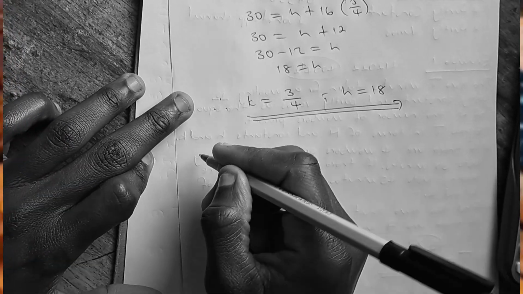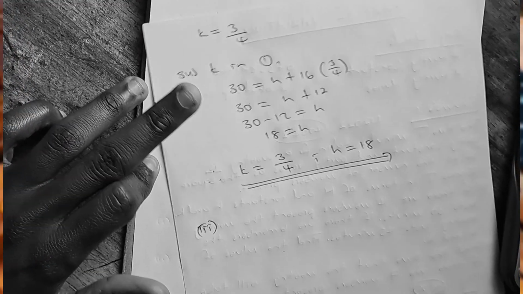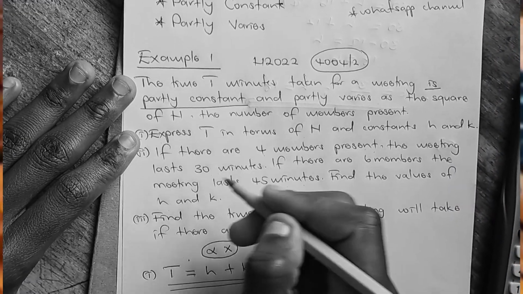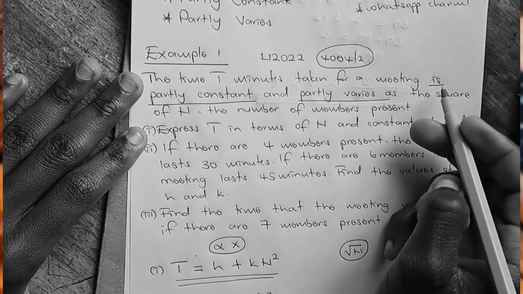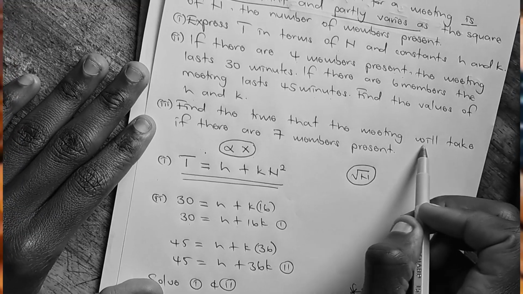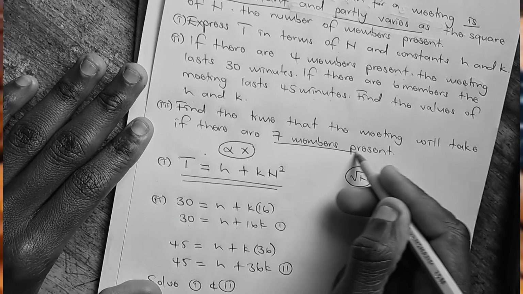Then you are asked to find on item 3. Going to the question, you must know the keywords here: partly, constant, partly, varies, and is. So find the time that the meeting will take if there are 7 members present.